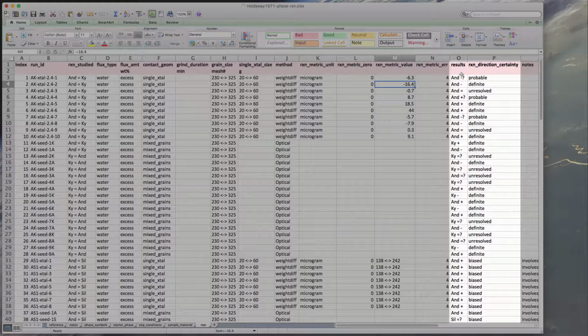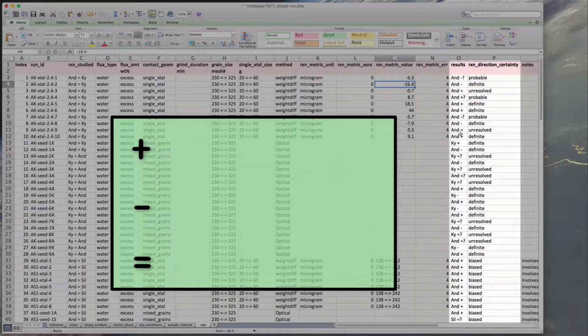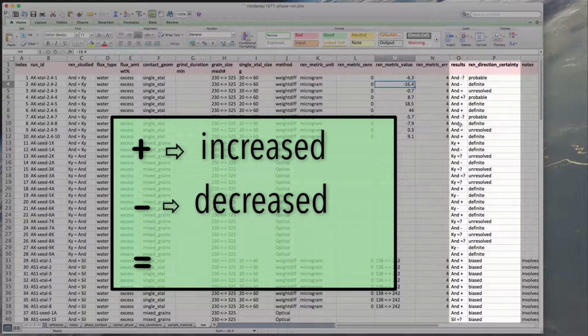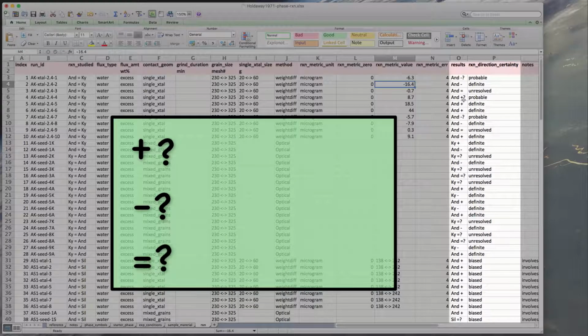The results column is reported using a specific format. It is given as a list of phase symbols, for instance, AND for andalusite, followed by a symbol indicating the direction of the reaction. This can be either a plus, a minus, or an equal sign, indicating that that phase increased, decreased, or was found unchanged during the reaction. Additionally, each of those symbols can be followed by a question mark indicating uncertainty.